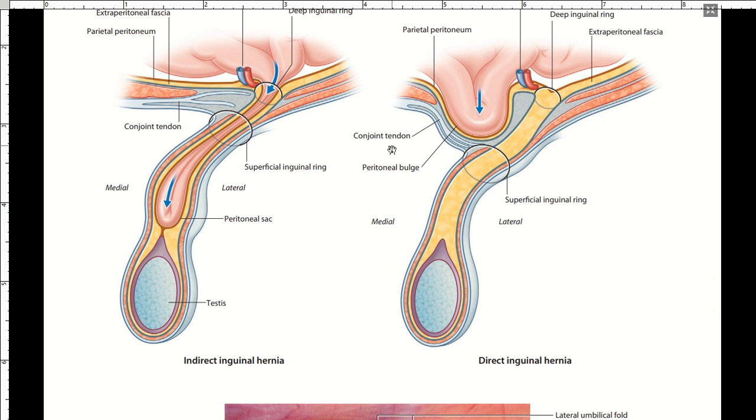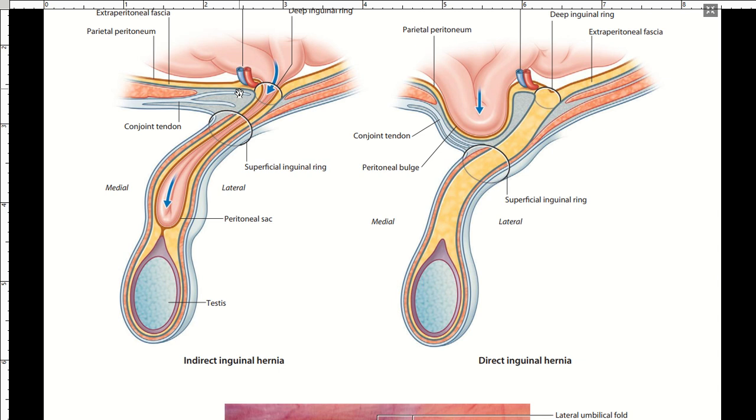So we have two main types of inguinal hernia. We have direct and indirect. So take note of this. If you remember very well from our umbilical fold lecture, we said that we have what we call a lateral umbilical fold. A lateral umbilical fold is made by the inferior epigastric vessels.